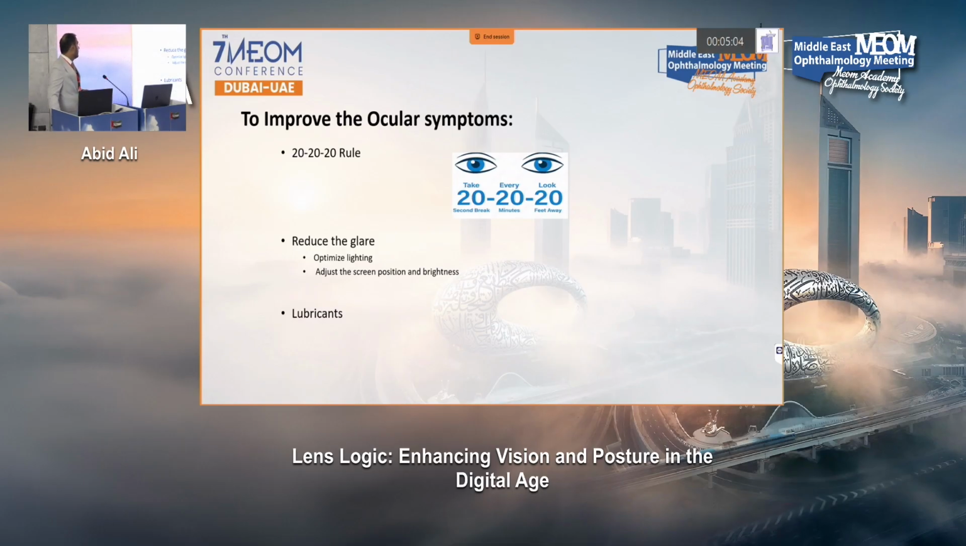The second is to reduce the glare of the screens. Normally, optimize the lighting in the room. If you are working in front of the screen and the light is striking the screen directly, it makes the screen glare at you, so you need to adjust for this. You need to adjust the screen and its brightness and avoid extra light coming from the side. And the final one is lubricant eye drops. You can use lubricant eye drops and they will help with dry eyes.